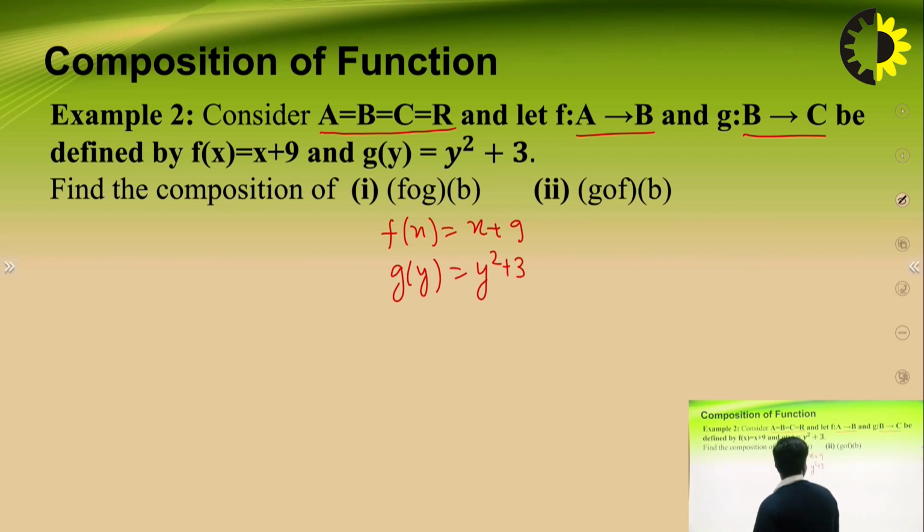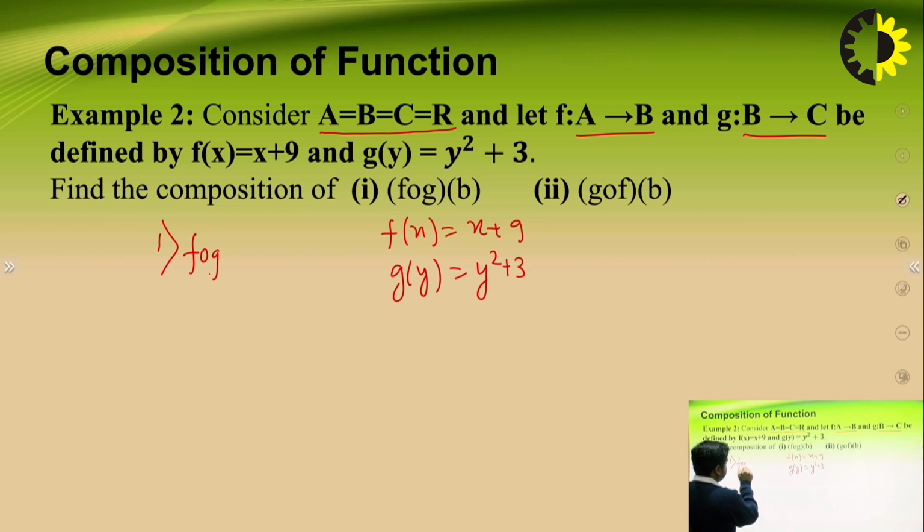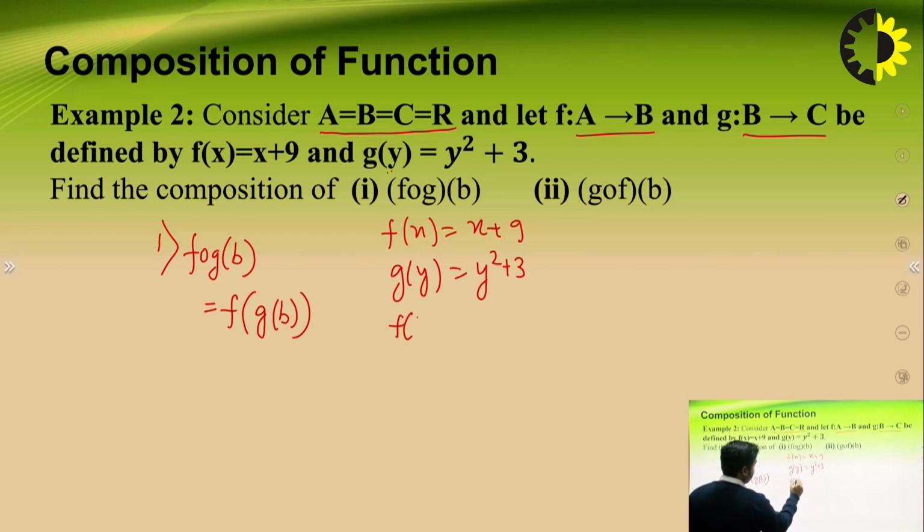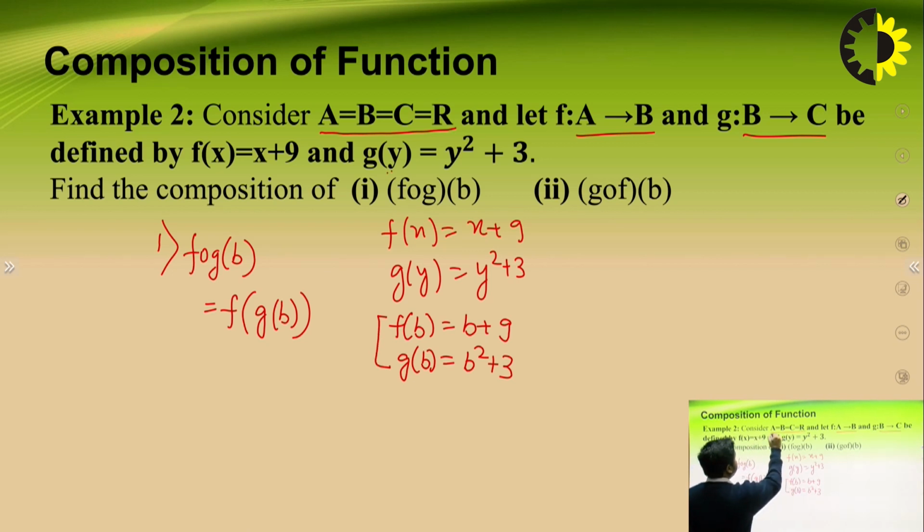Now the first question we have been asked. First I am solving FOG of B, which means f of g of B. Here y is equal to B. I can understand that f of B equals B plus 9 and g of B equals B square plus 3, because these two statements come from here.